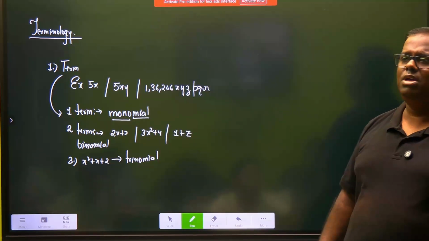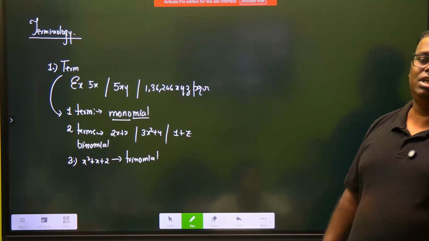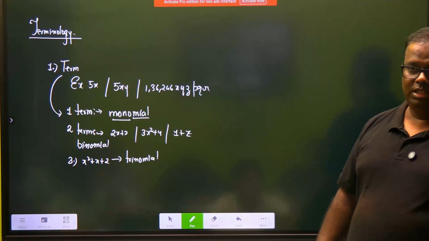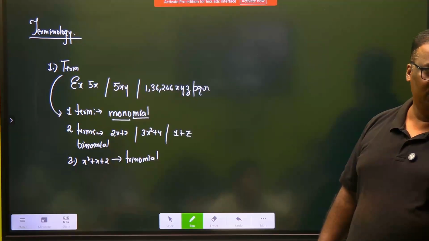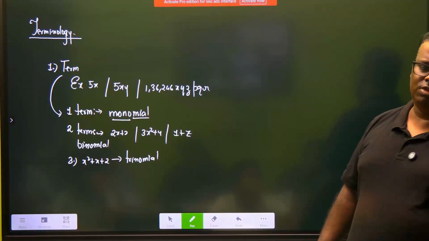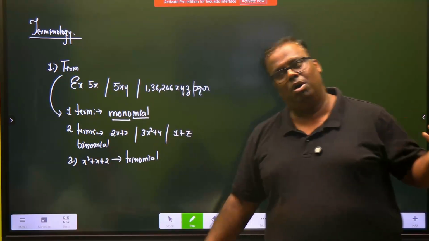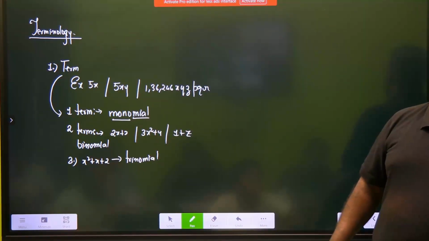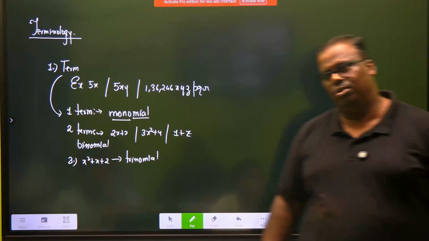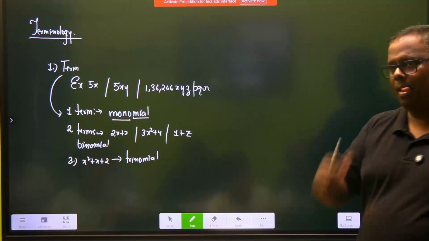And what is a term? As long as you don't see any plus or minus, the entire group of a coefficient, a variable, and its power is known as a term. Okay, that is clear now. Very good, go ahead sir.